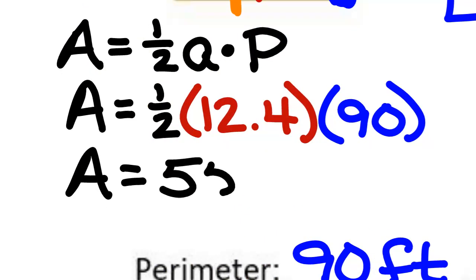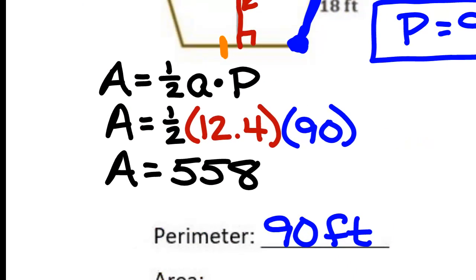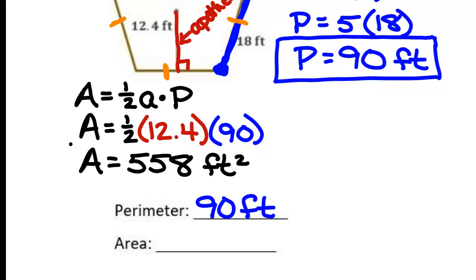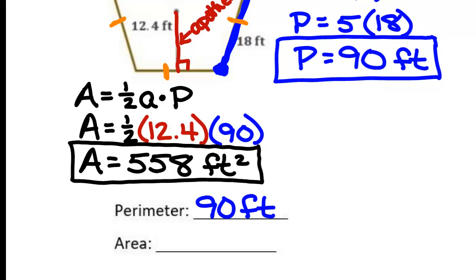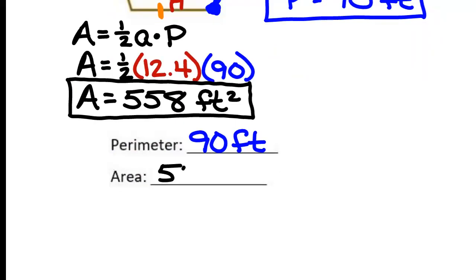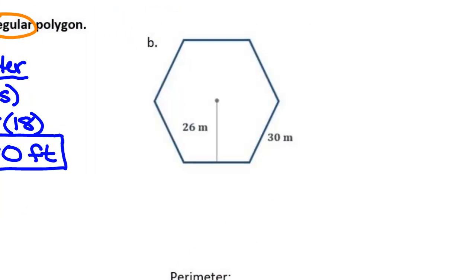558. Should we put units with that? Feet squared, yes. It's feet squared because we just found the area. Anytime we are finding the area, it is units squared. So 558 feet squared. Nicely done. Let's try another one that's similar to that.